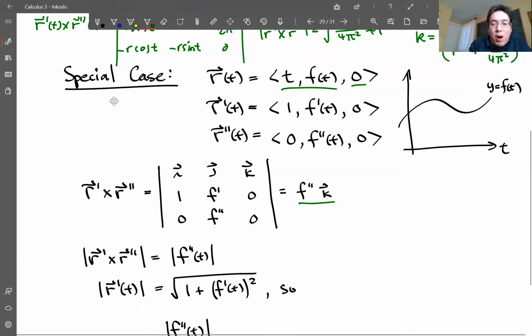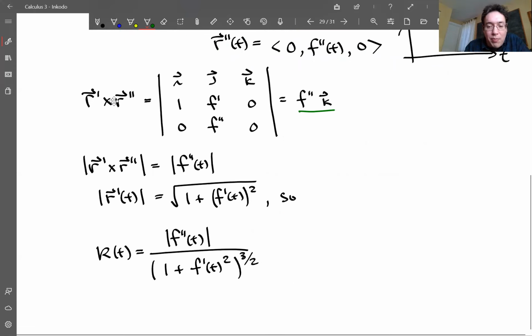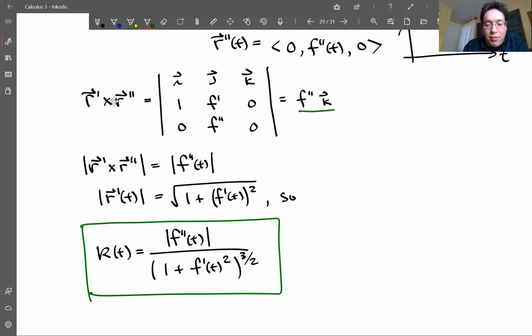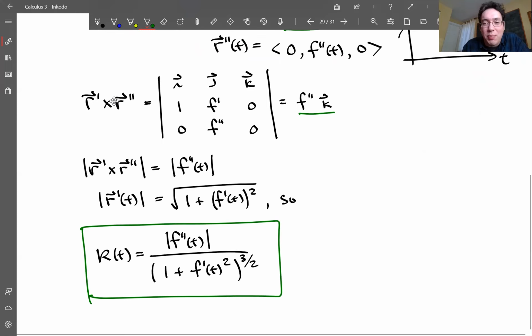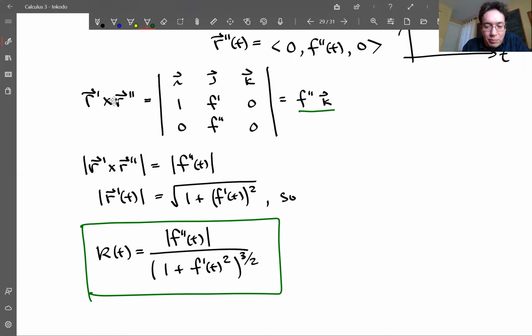And the magnitude of r prime is going to be 1 squared plus f prime squared, under the square root. And if you plug it in, if you cube that, we get the formula for curvature for any function f. So it's the absolute value of f double prime divided by 1 plus first derivative squared, to the 3/2 power. So it's a funny looking formula, but if you just want the curvature on the graph of a function, this is how we can compute it.